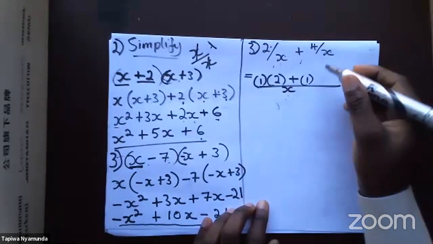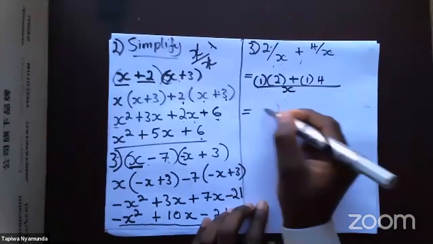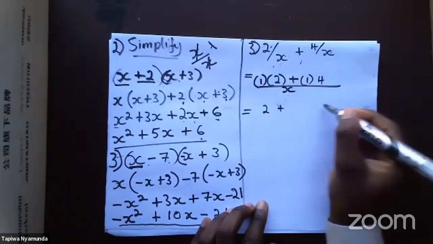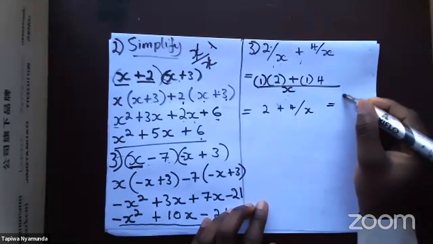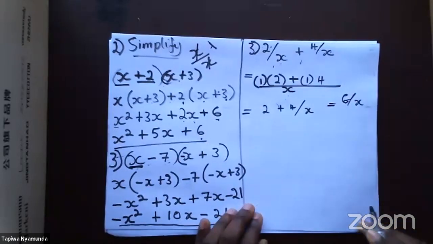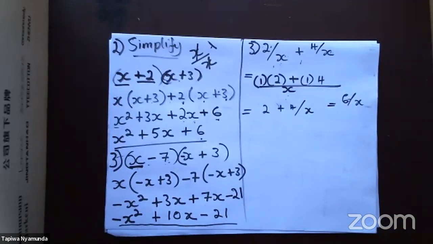Then I will say that 1 multiplied by that. I'm going to get 2 plus what? Plus 4 over x, which is 6 over x. Yes, John, that's the correct answer, 6 over x. That is the correct answer.